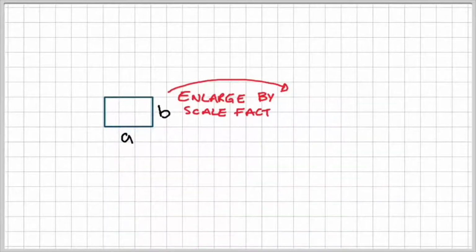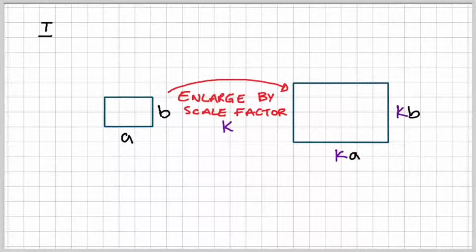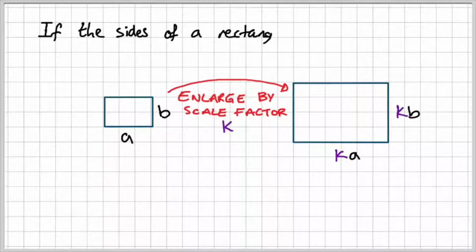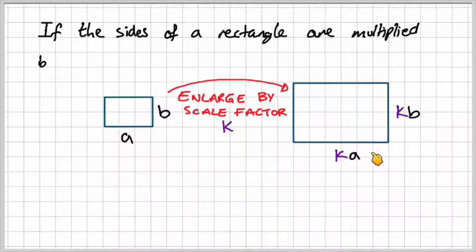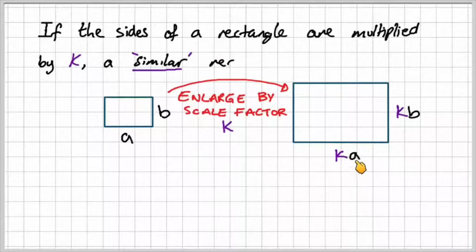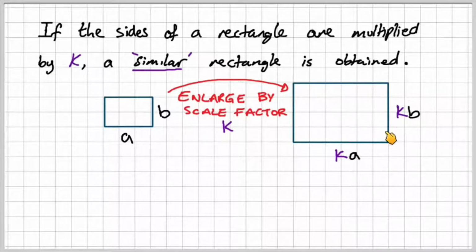We have a rectangle, length of A, width of B, and we're going to enlarge it by a scale factor of K. If we're going to do that, then we're going to increase the length of A by a factor of K and also increase the width of B by a scale factor of K. So if the sides of the rectangle are multiplied by K, a similar rectangle is obtained. Similar means that both of the shapes have the same angle property and the same length ratio property.